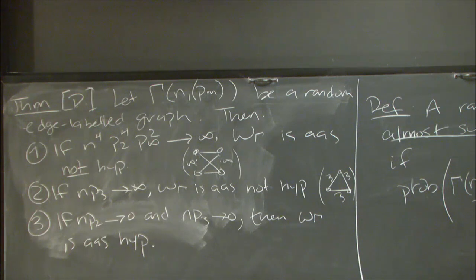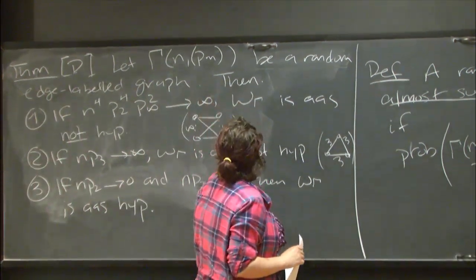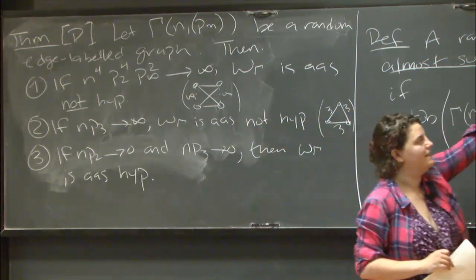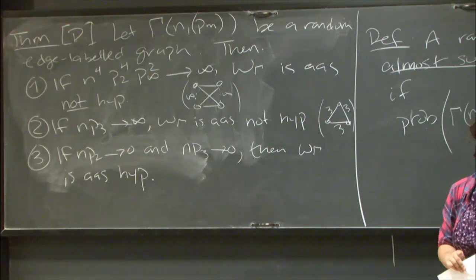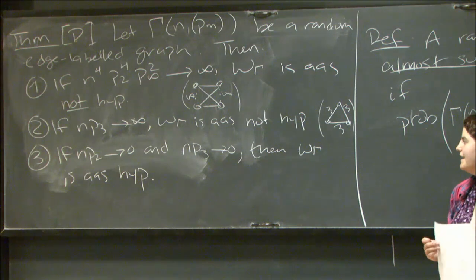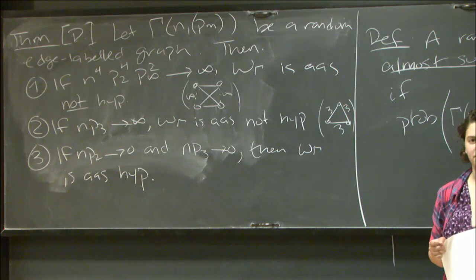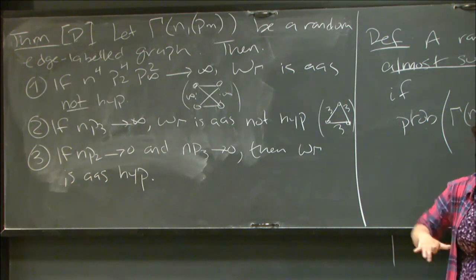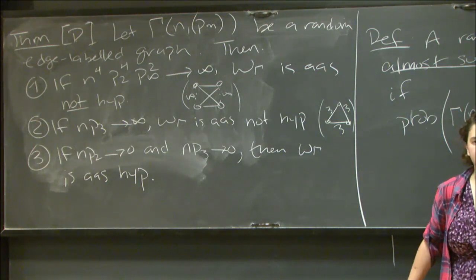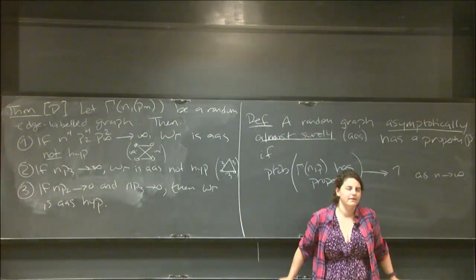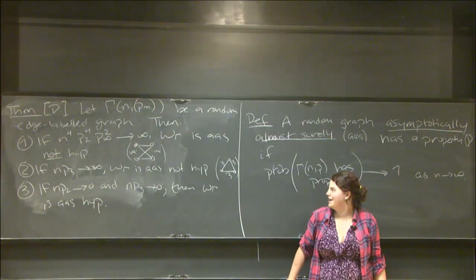Okay, so yeah, you can see it's not quite as clean as the proof for right-angled Coxeter groups, but I don't expect to see a threshold function for this because there's just a lot going on with the different probabilities of different labels, and that would be hard.